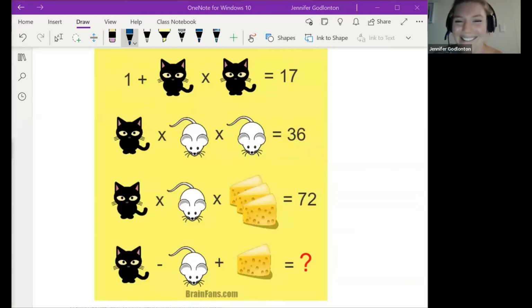Ma'am? Yeah. I first subtracted the 1 from the 17, then divided it by 2, ma'am. Good. So you saw that the cats were both 4. Yes, ma'am. Good. Next step. Then I'm not sure what I do with the others, ma'am. I just worked it out somehow.